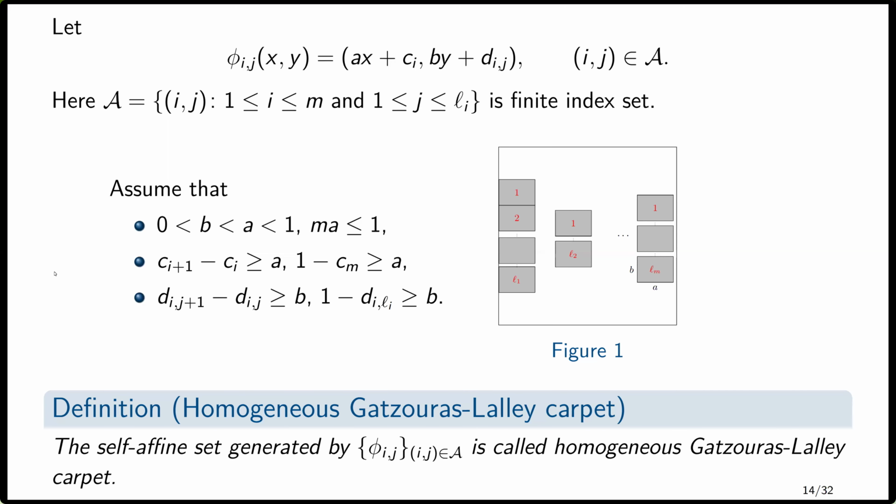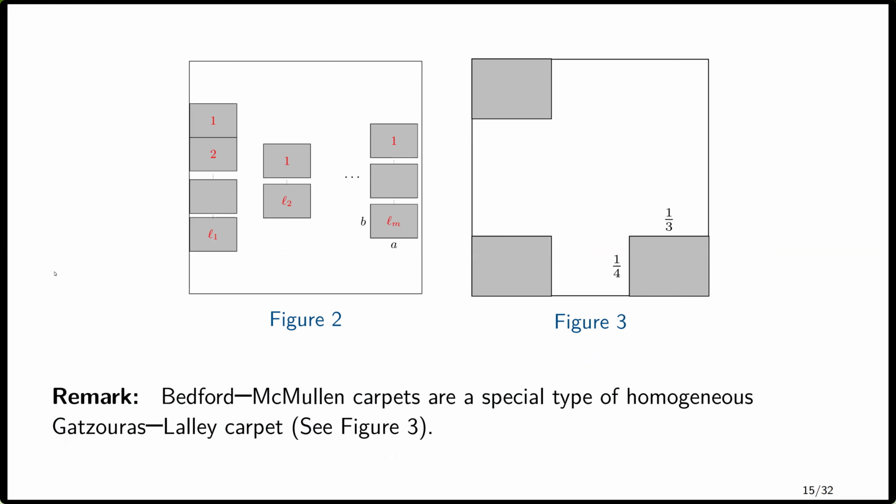And then we want to consider the box dimension of the projection of the homogeneous Gatzouras-Lalley carpet. That appears in our title. Okay, and then we notice that Bedford-McMullen carpets are a special type of homogeneous Gatzouras-Lalley carpets. So here it is A, B, and it can be irrational, but here it is the Bedford-McMullen size, 1 over M, 1 over N, and it's clear that it is a special case. So our result will cover Fraser and Fraser's result.